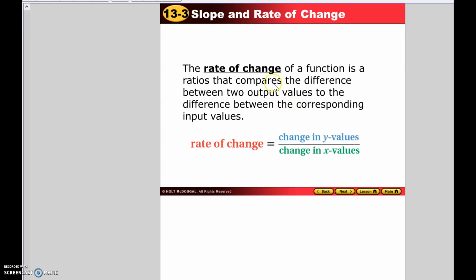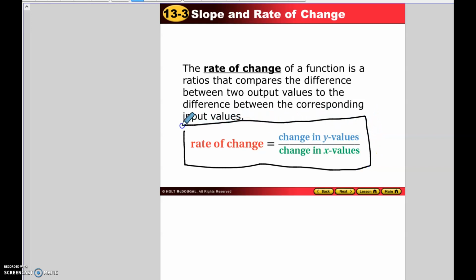All right, so rate of change. Write down rate of change of a function. A function is an equation where you plug something in and one answer is spit out, like what we did yesterday. So the rate of change is a ratio that compares the change in the y values and the change in the x values. So I want you just to write this down. This is what rate of change is. And we'll talk about what this looks like when we're looking at a table, okay?